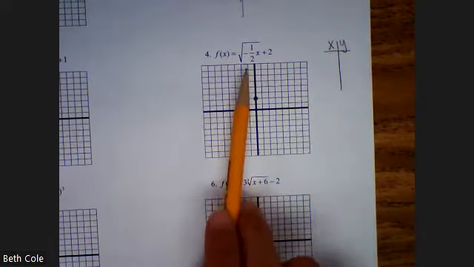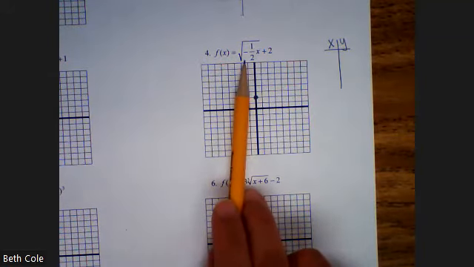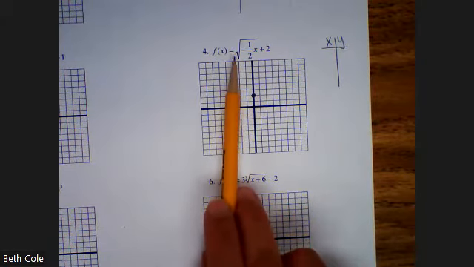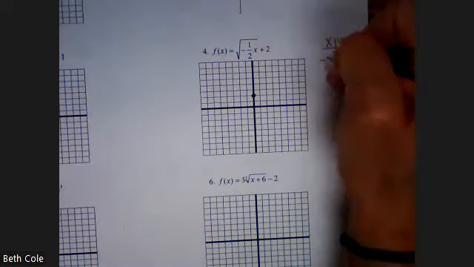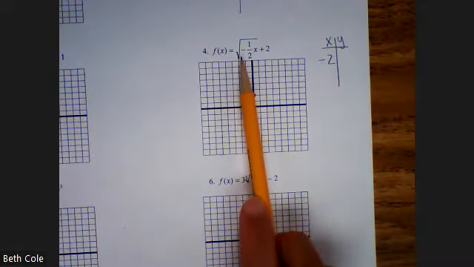Negative a half times 2. Negative a half times 2 would be negative 1. Square root of negative 1. It's imaginary, so that didn't work. Let's try something else. Let's do negative 2. Negative a half. Do you see how we tried it and it didn't work, so we tried something else? It's what you're going to need to do, okay?